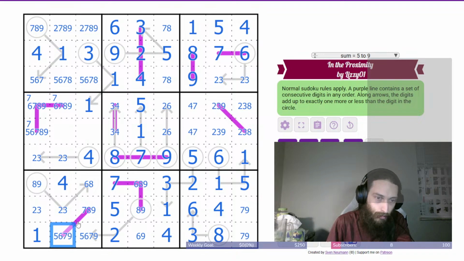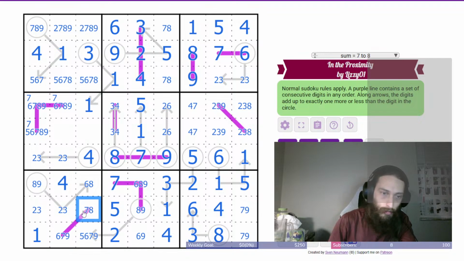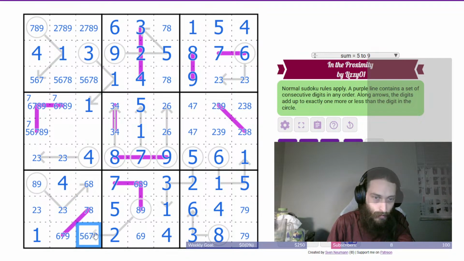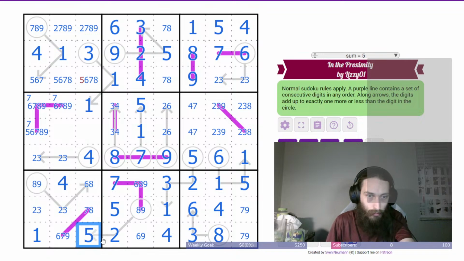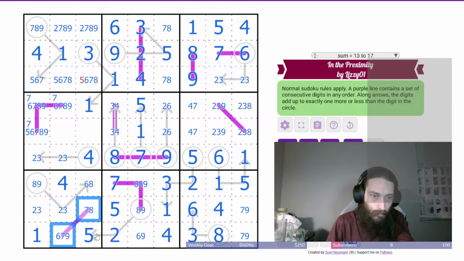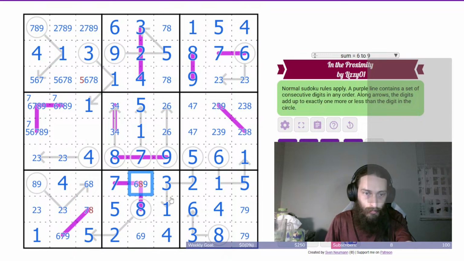And this can't be a 5, because it can't connect up. This can't be a 9, because there's no 8 down here. And now there's only one 5. That goes here. And 7 has to be 2 on 7 here. Makes 8. Makes that 8.